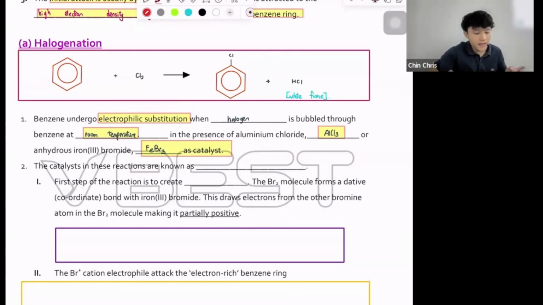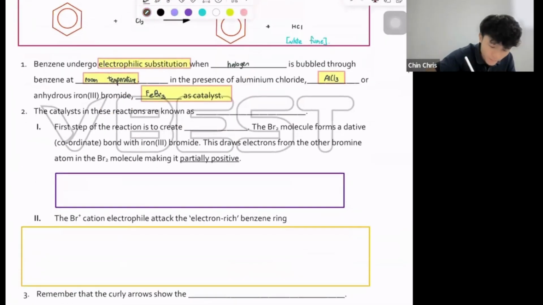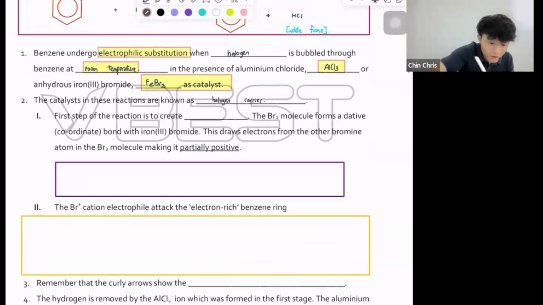Alright guys, next. The catalyst in the reaction is known as a halogen carrier. Alright guys, to do the first step of this reaction, you have to create an electrophile first. Highlight the word: first step is to create electrophile.